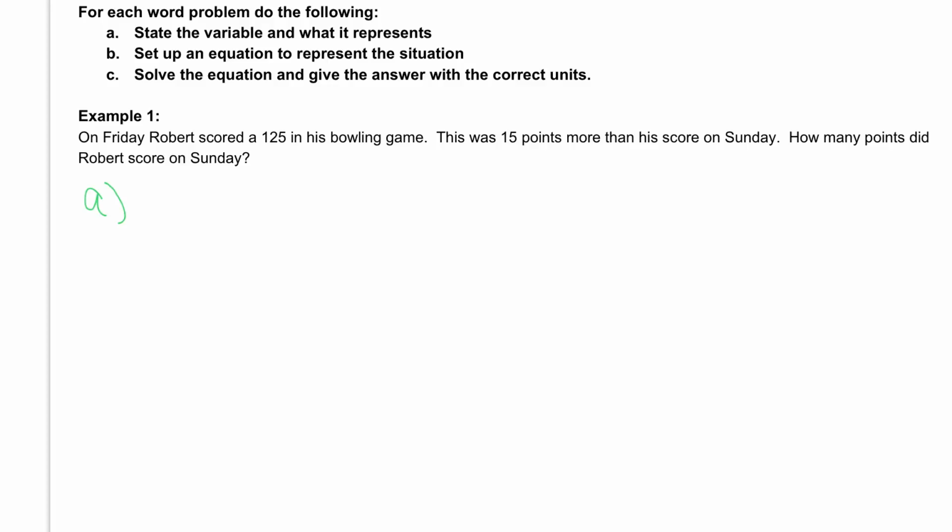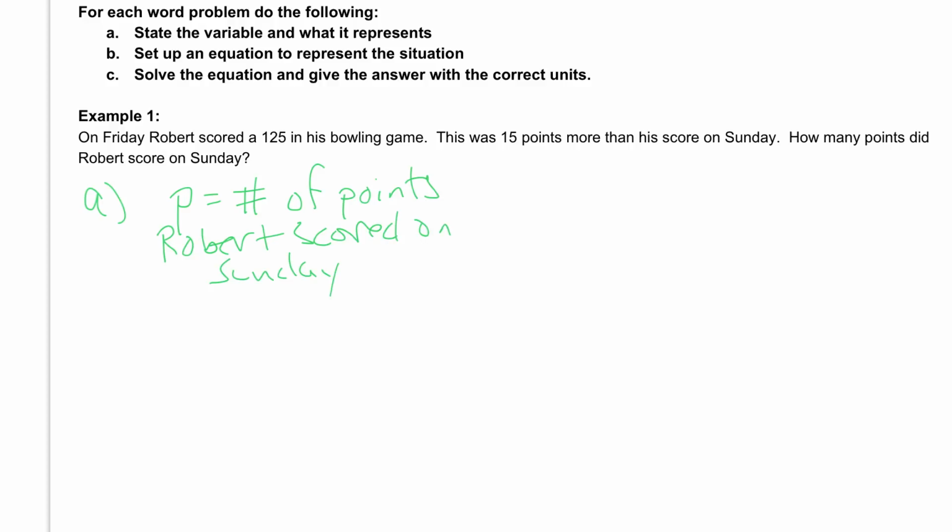So in part A, our variable, we are looking at how many points Robert scored on Sunday. So we're going to make that a statement. Do not ever write your variable as a question. So if we're looking for how many points, how many refers to the number of points that Robert made. So in letter A, let's use P, and we're going to let P equal the number of points Robert scored on Sunday. Your variable most of the time will come from that last sentence, from the question part of it.